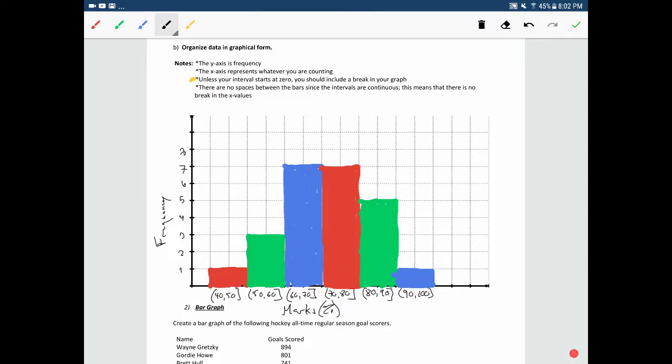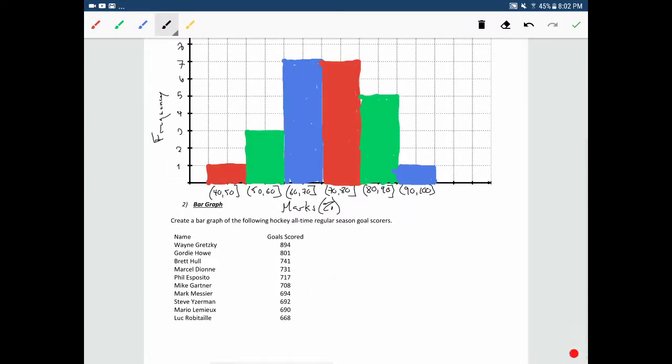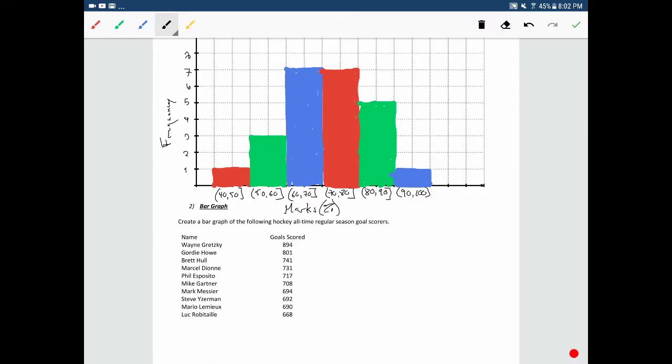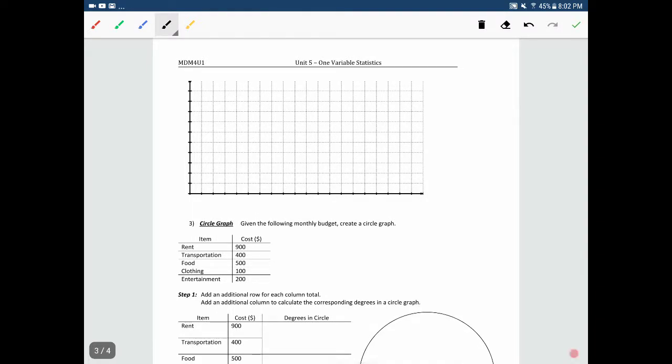So let's look at some more straightforward ones, most of which you've probably seen. So, bar graph. I would hope you've seen a bar graph. I've got some data here that shows how many goals each of these hockey players scored. My grammar is real good today. Anyway, we're just going to graph this normally.